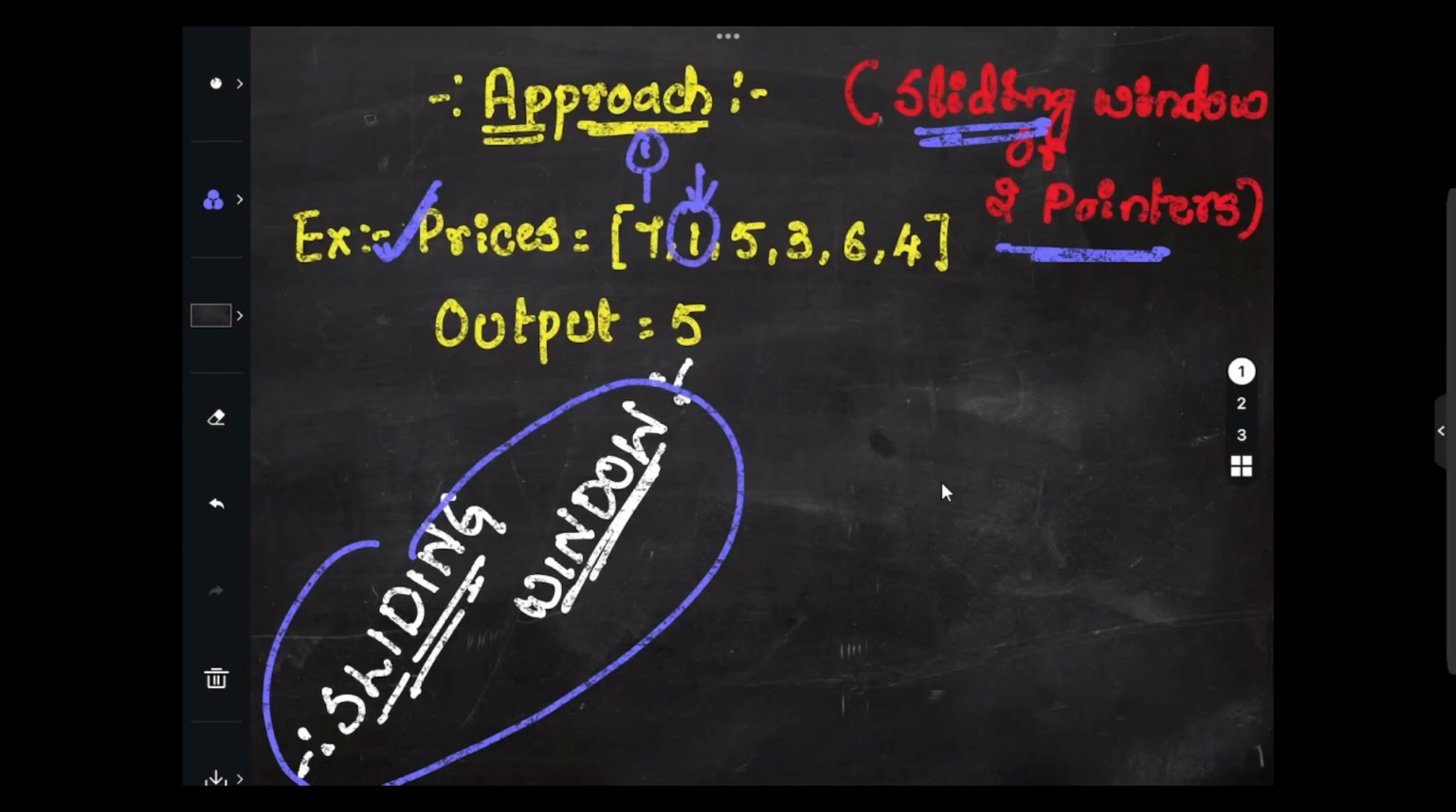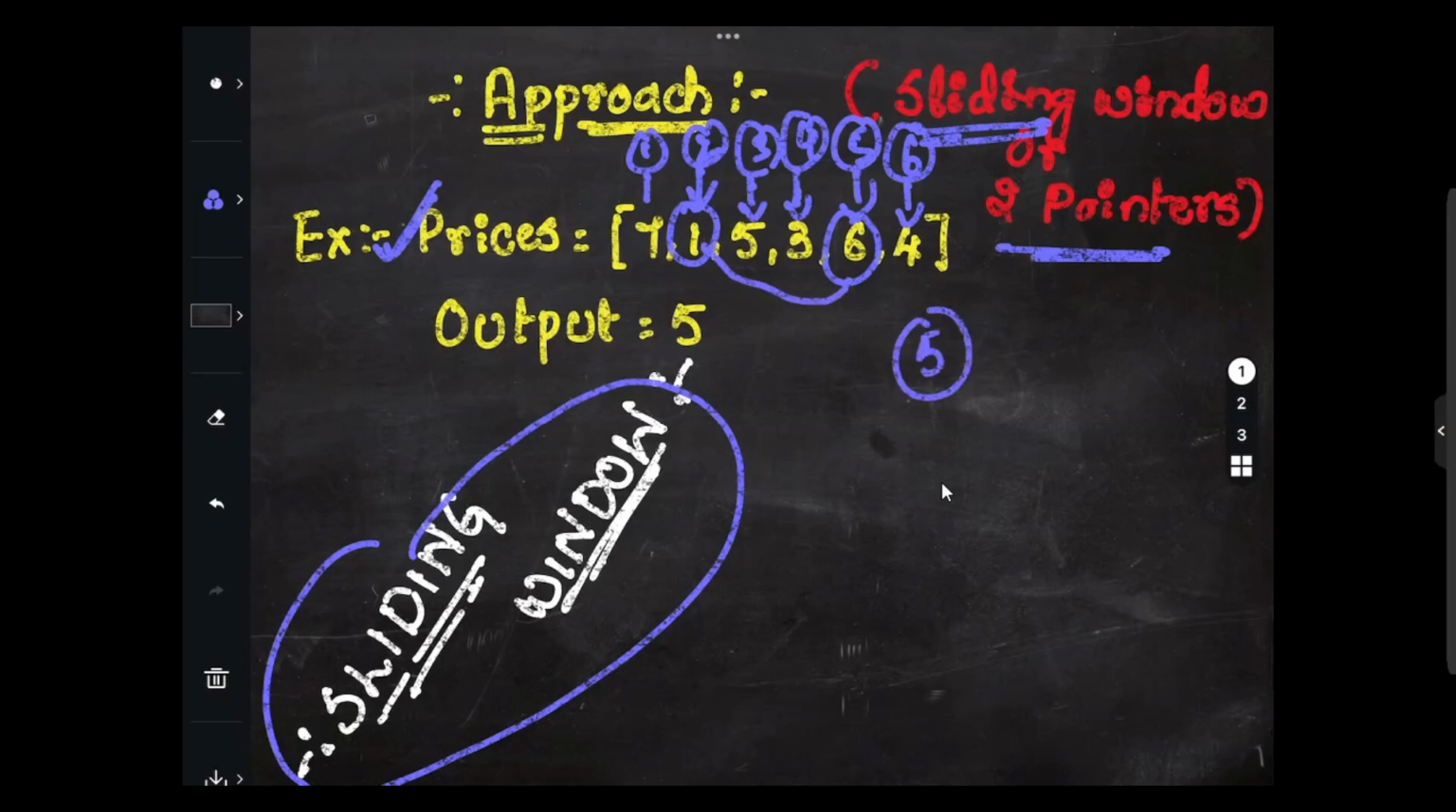on day 2. This is day 1, this is day 2, this is day 3, this is 4, 5 and 6. So what we'll be doing, we will be buying on day 2 and we will be selling on day 6, I mean day 5. We'll get the profit of 5. This one minus this one, right? 6 minus 1 is nothing but 5 in this case. So we need to return that value.